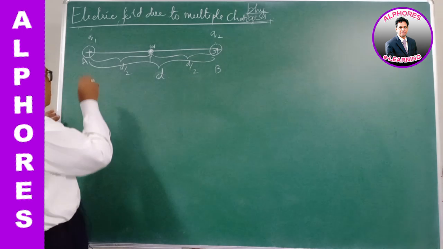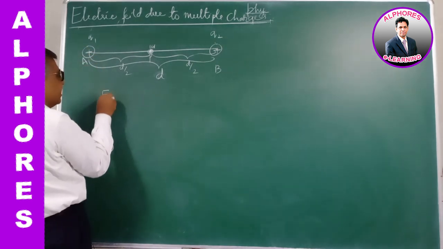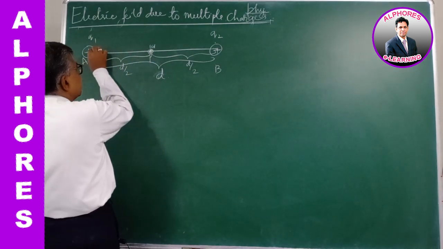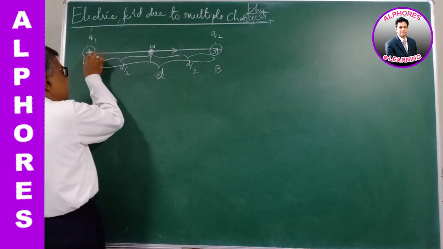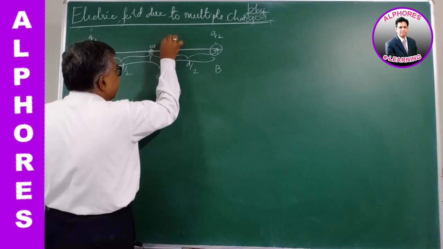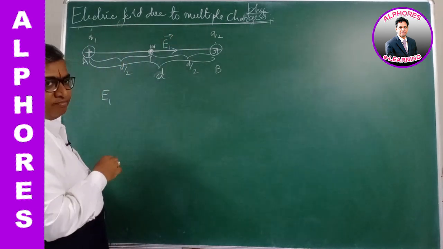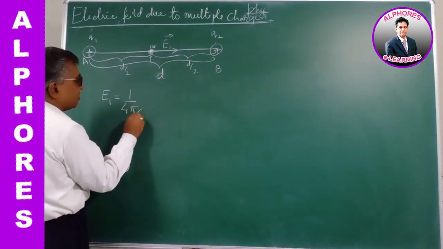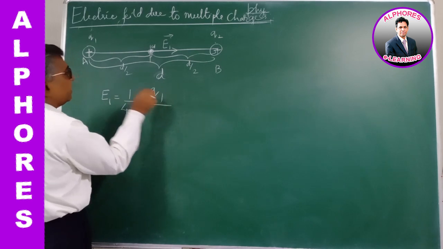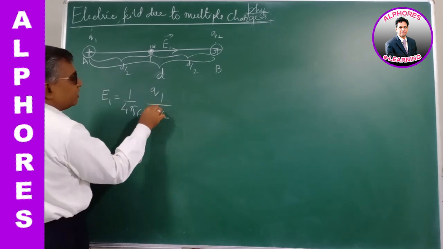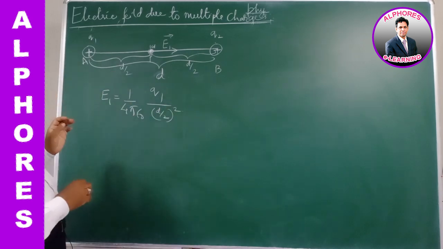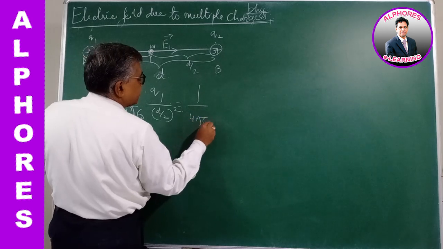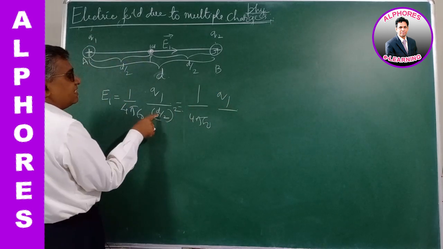Now the electric field due to the first charge, positive charge, E1. Now this is positive, so at this point the direction, the line of force is away. So due to this charge at this point, the electric field vector will be in this direction. Magnitude E1 is 1 by 4 pi epsilon naught, Q1 by the distance d by 2 whole square. So simplifying this, I get 1 by 4 pi epsilon naught, Q1 by d square by 4.